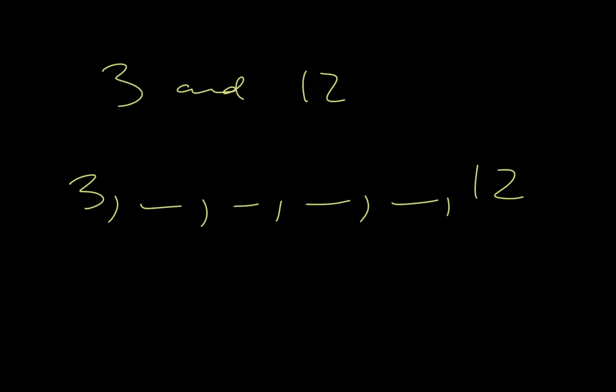So we know that this is going to be 3 plus d. We know this is going to be 3 plus 2d. It's going to be 3 plus 3d. It's going to be 3 plus 4d. So whatever that common difference is, we'll eventually get, if we follow that pattern, this would be 3 plus 5d.